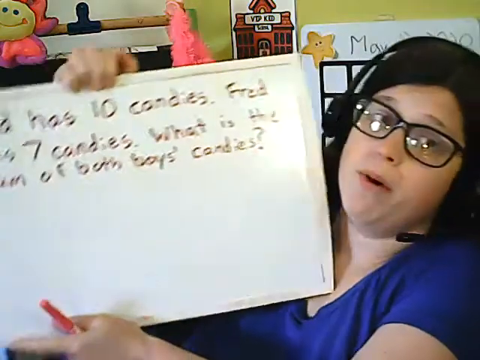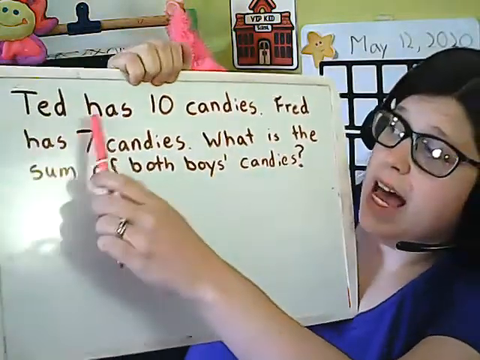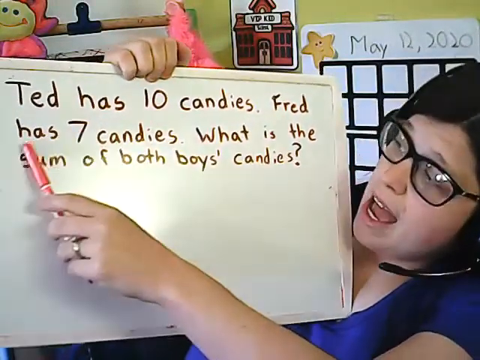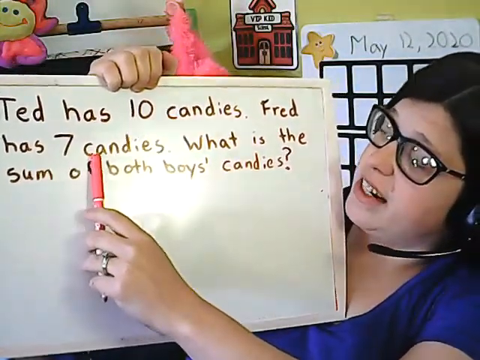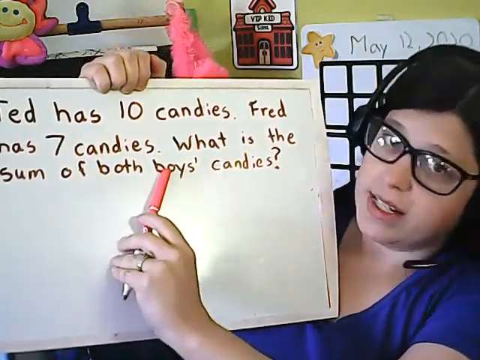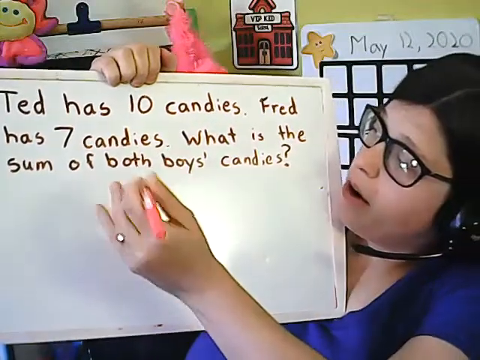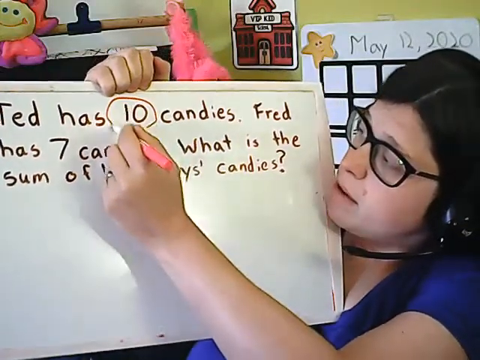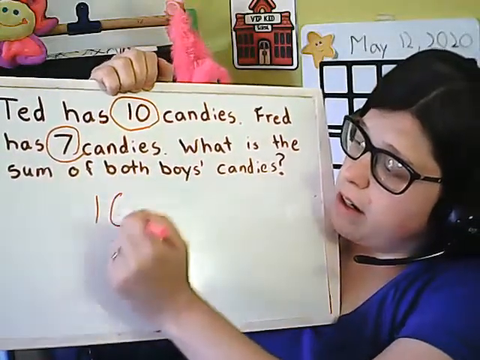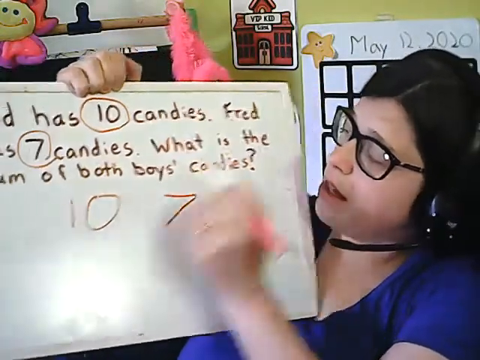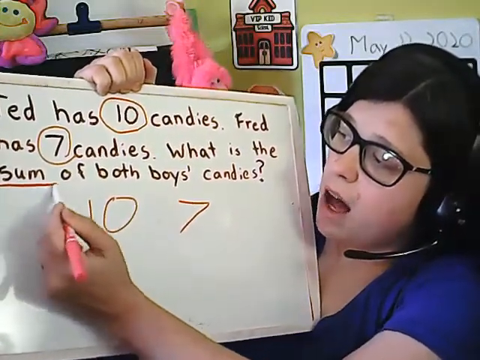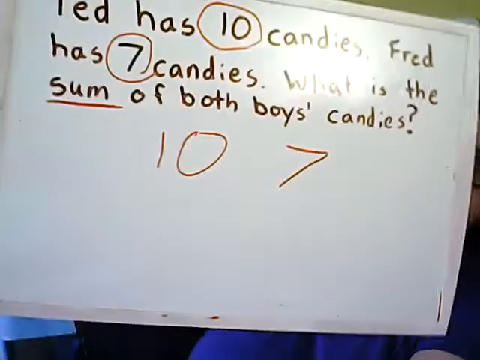I will read the story problem with you. Ted has 10 candies. Fred has 7 candies. What is the sum of both boys' candies? So, we're going to circle our numbers, the 10 and the 7.